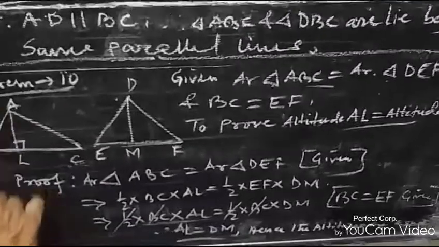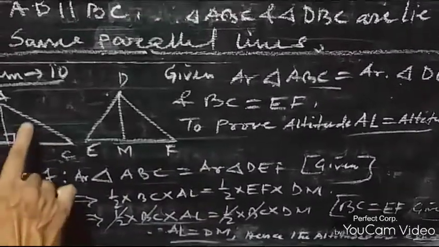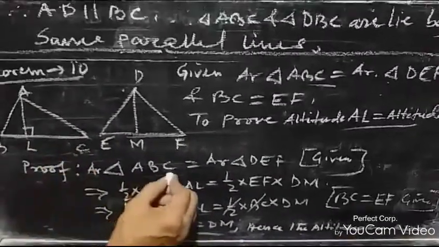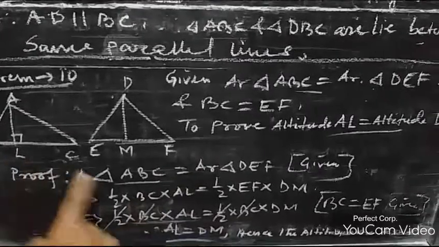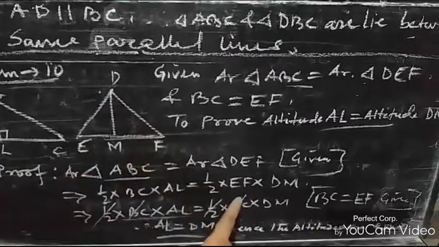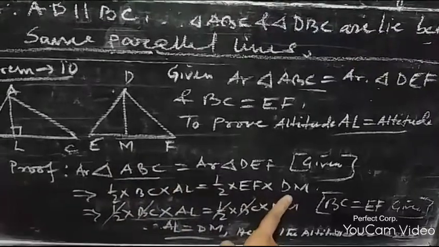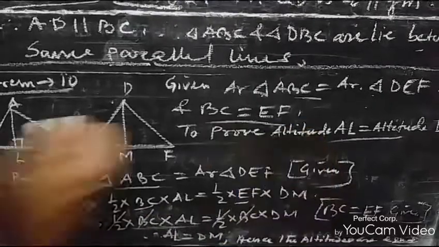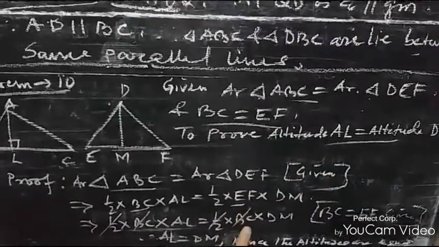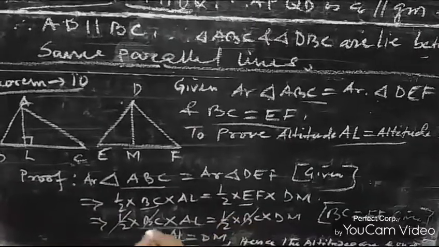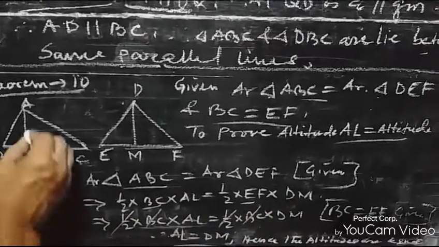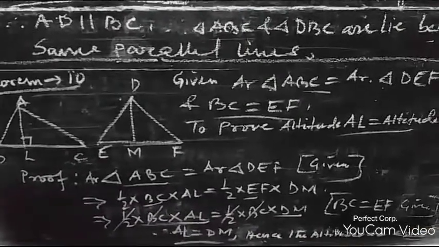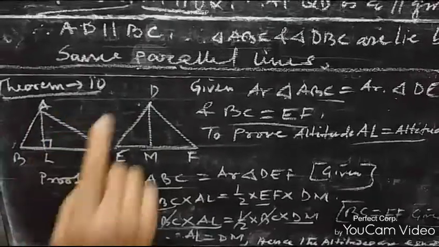Now proof. It is given that area of triangle ABC equals area of triangle DEF. We know the area of a triangle is half base into height, that is half BC into AL, and this is also half EF into DM, where DM is the height. BC and EF are already given equal, so we can put EF equal to BC. Now the common half and BC are cancelled, and it remains AL equal to DM. So we can conclude that the altitudes of these two triangles are equal.